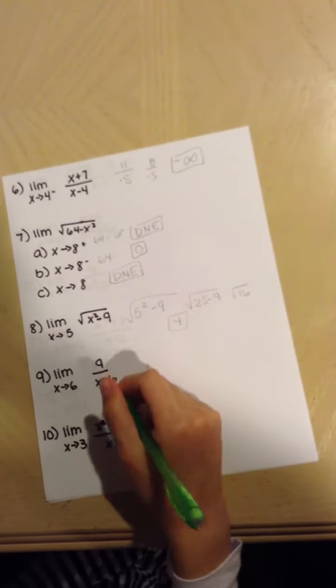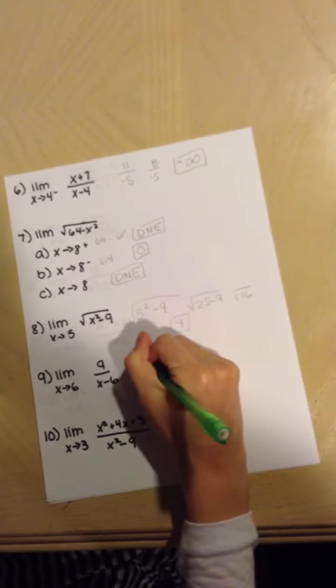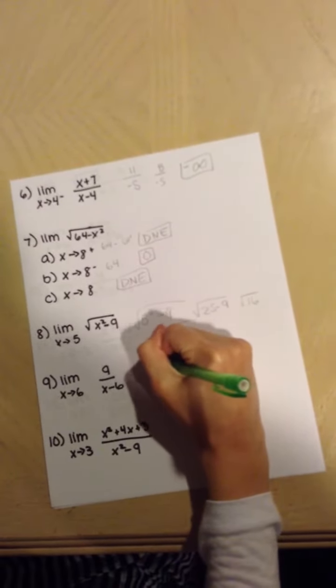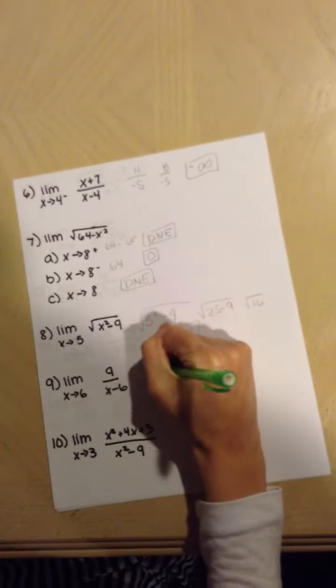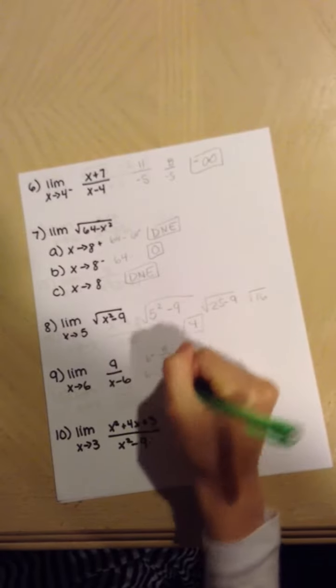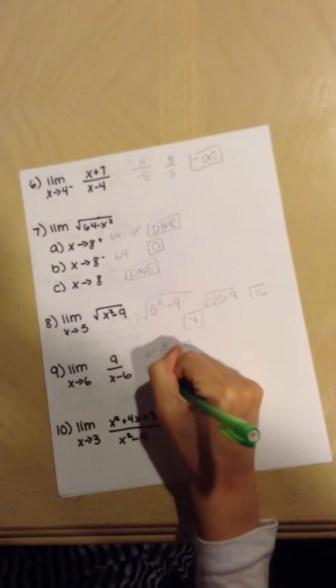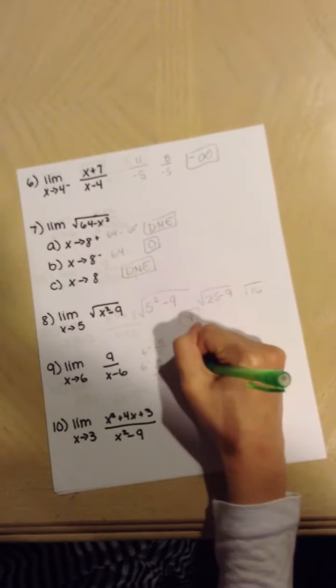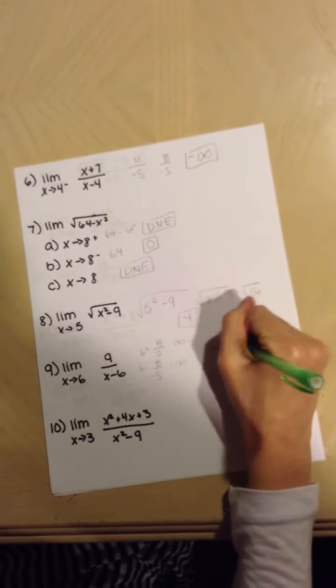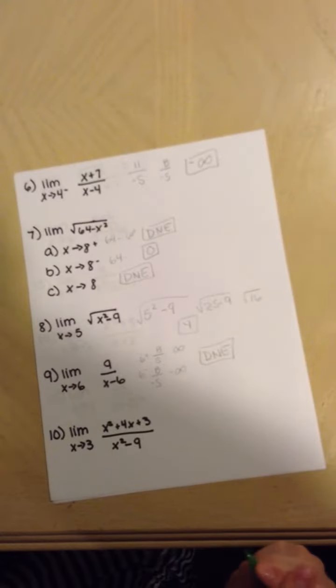Now for this one, you're going to test a little bit more than 6 and a little bit less than 6. You're going to get big over small, which would be infinity. And this will be big over a little less than 6 minus 6, which is going to be a negative really small number. So I'll be at negative infinity. So then the answer would be does not exist, since they are not going in the same direction.